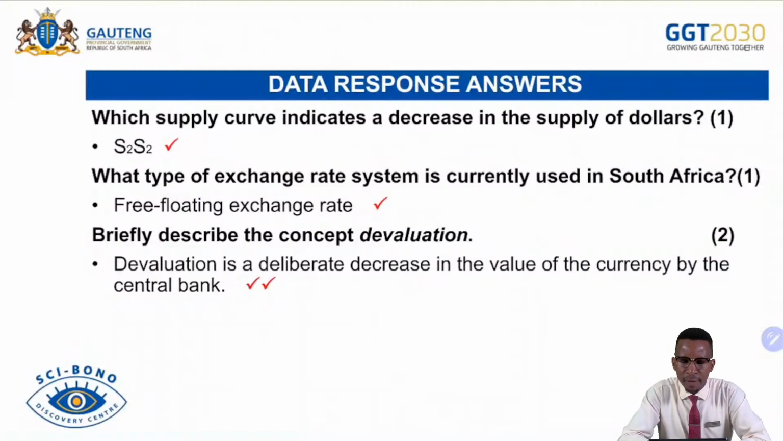Which supply curve indicates the decrease in the supply of dollars? It's S2. What type of exchange rate system is currently used in South Africa? In South Africa, we use the free floating exchange rate. Briefly describe the concept devaluation. Devaluation is the deliberate decrease in the value of the currency by the central bank.